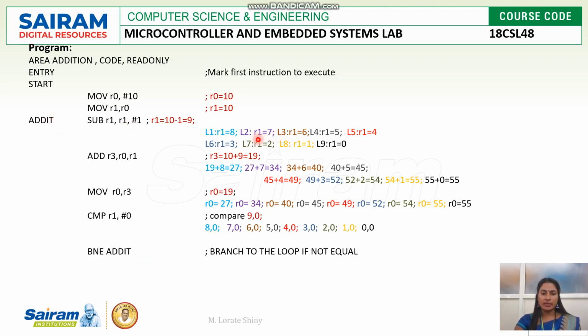Again we will go back to the loop. So this time I will subtract: 8 minus 1, it is 7 now. Then here I will add 27 plus 7, the result is 34, which is stored in the R0 register in the next instruction. Now we will compare 7 and 0, and again we will go back to the loop.